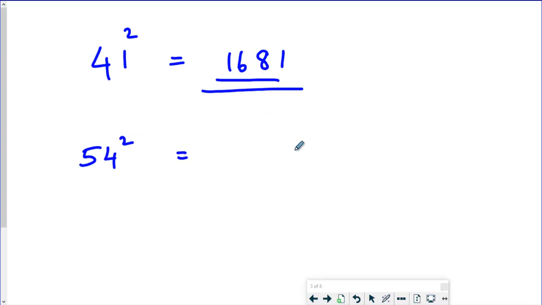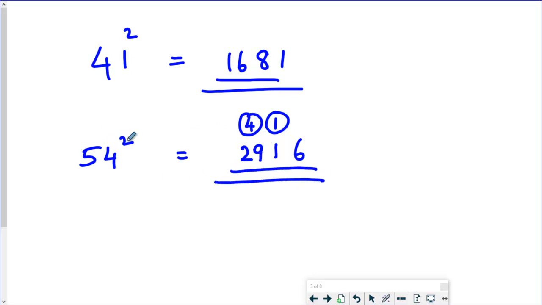If you want to calculate 54 square. Now 4 square is 16. Write 6, 1 carry. Now 5 4s are 20, 20 into 2 is 40. 40 plus 1 is 41. Write 1, 4 carry. Now 5 square is 25, 25 plus 4 is 29. So the square of 54 is 2916.